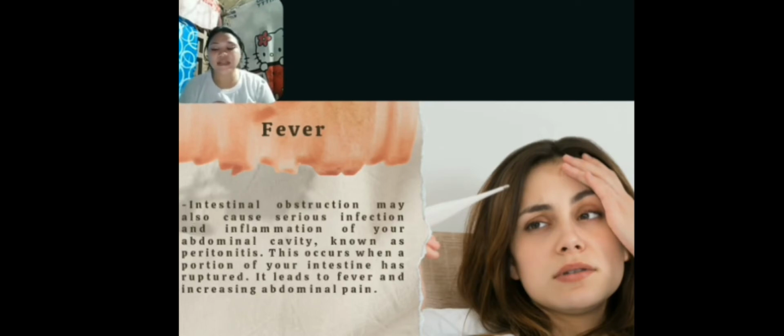So next is fever. Intestinal obstructions may also cause serious infections and inflammations of your abdominal cavity, known as peritonitis. This occurs when portions of your intestine have ruptured. It leads to fever and increasing abdominal pain.